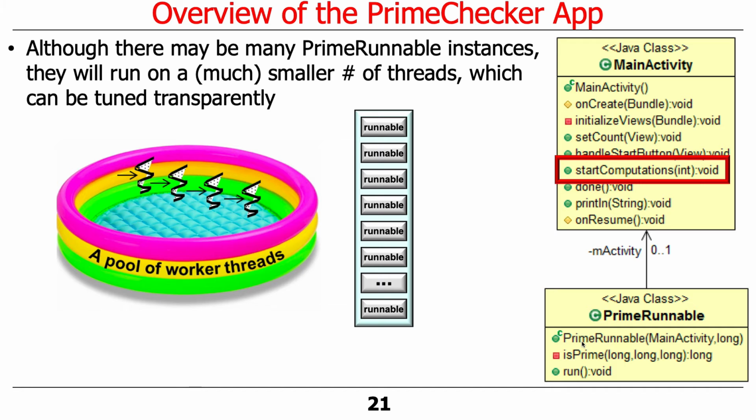The win of this is that even though there could be a lot of PrimeRunnable instances, lots of objects of PrimeRunnable, they will be run on a much smaller number of threads, namely the number of cores on the machine. So we might have 1,000 PrimeRunnables, but there'll only be, say, 4 threads in the pool, and everything else will just be queued up in this queue waiting for their chance to be run. And we can control these things programmatically.